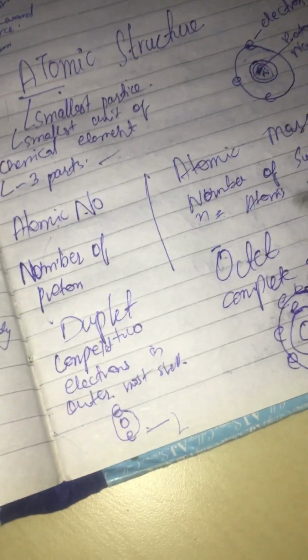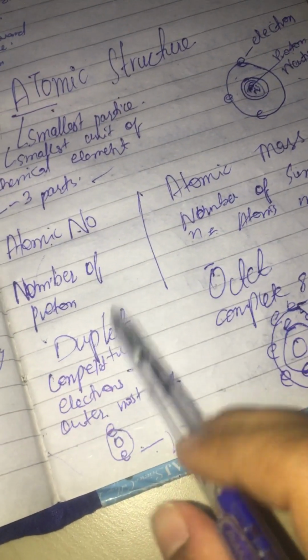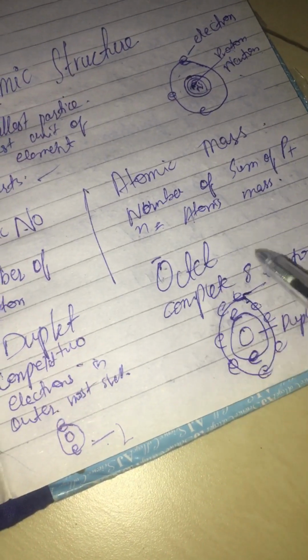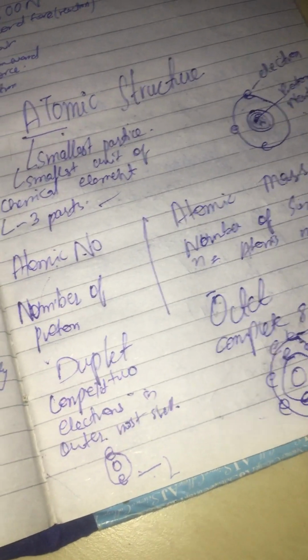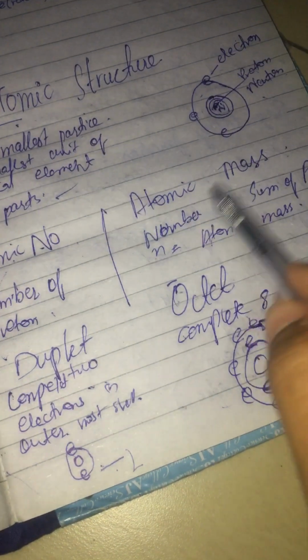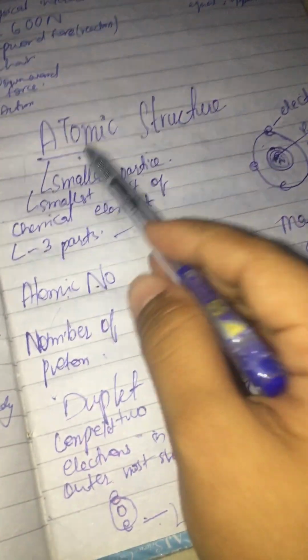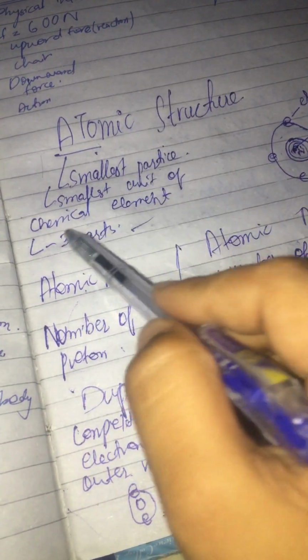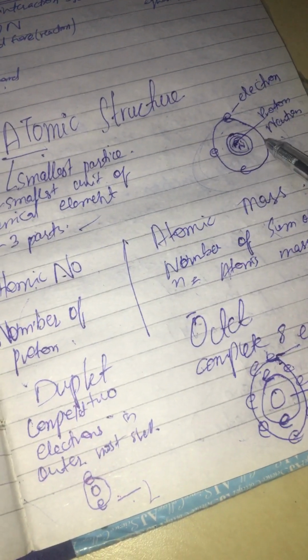So what was a duplet? Completing the outermost shell with 2 electrons is known as duplet, and completing it with 8 electrons is known as octet. So these were the terms duplet and octet, and these were atomic number, the number of protons, and atomic mass, the sum of proton plus neutron, and atom, the smallest particle or smallest unit. So atomic structure is like this.